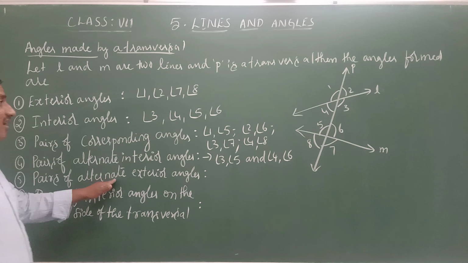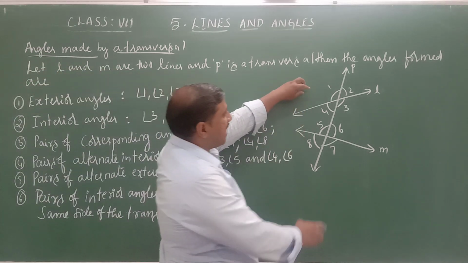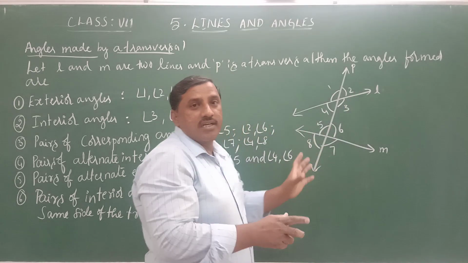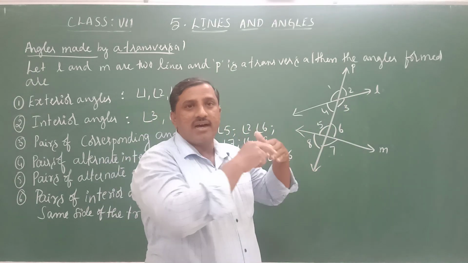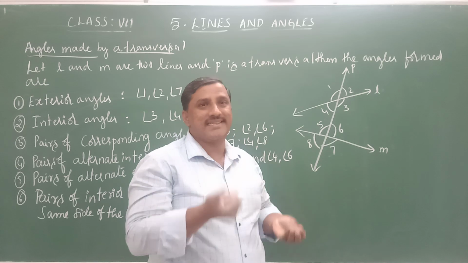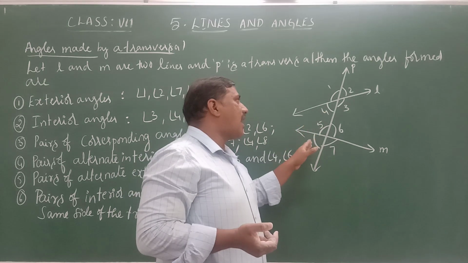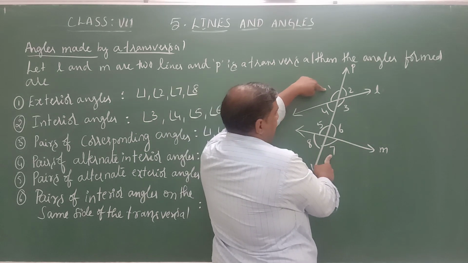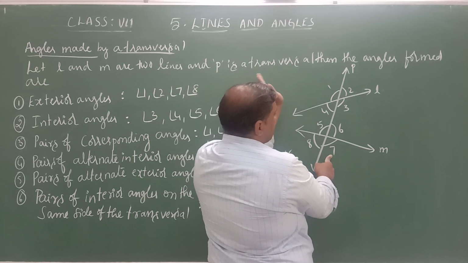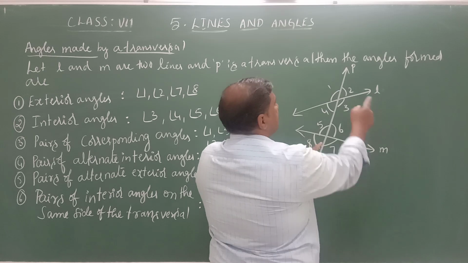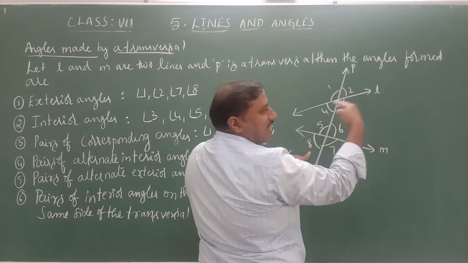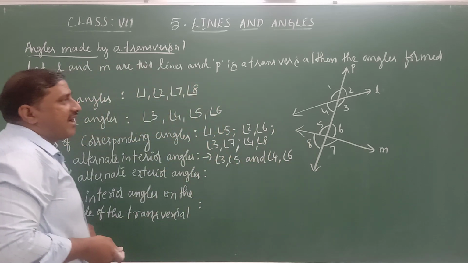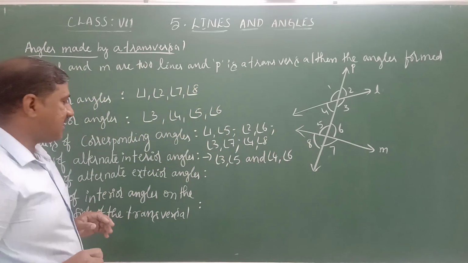Next, pairs of alternate exterior angles. You see here 1 and 7, 2 and 8. Both these pairs of angles are on the outside of the lines, that is, exterior angles, but these angles are on either side of the transversal. See 1 and 7: angle 1 is on the left side and angle 7 is on the right side. Similarly angle 2 and angle 8, one angle is on the right side, the other angle is on the left side. That pair of angles is known as alternate exterior angles.